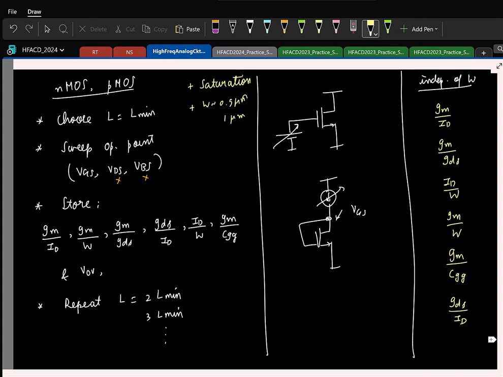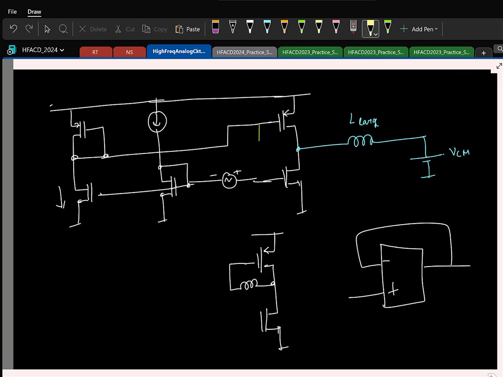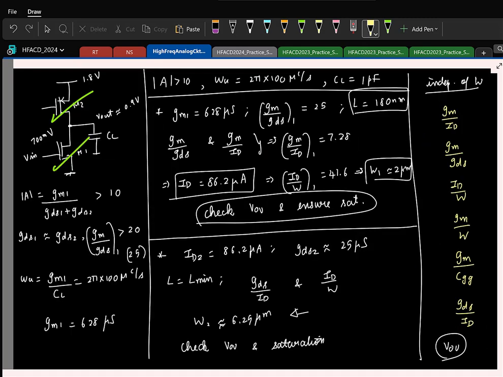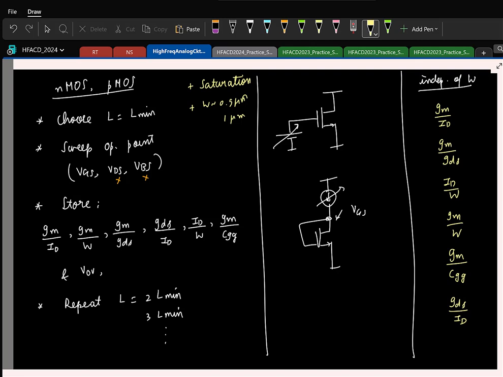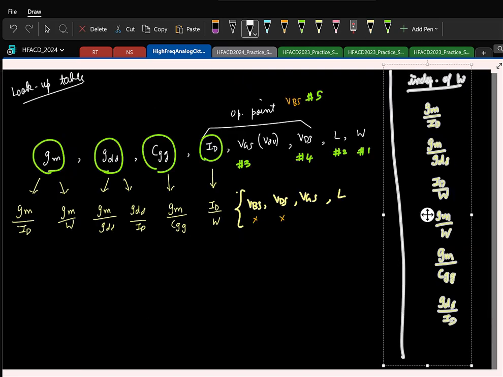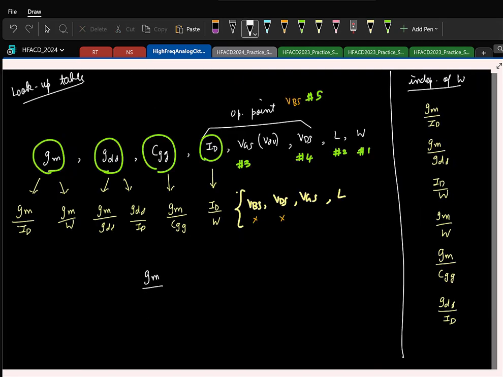Right? So one last thing. Anytime you come up with something new, what is the first thing you have to do? Yeah, name it. So the guys who came up with this named it gm/ID based design. It's also called lookup table based design, right?